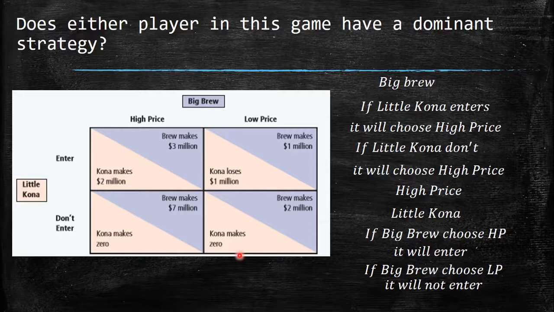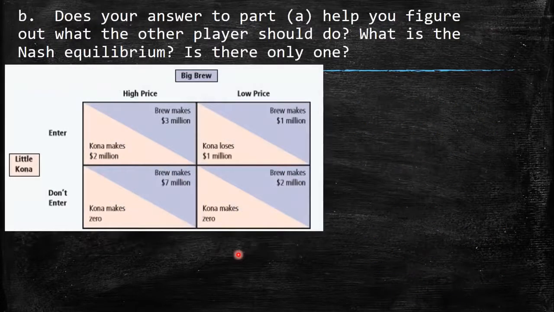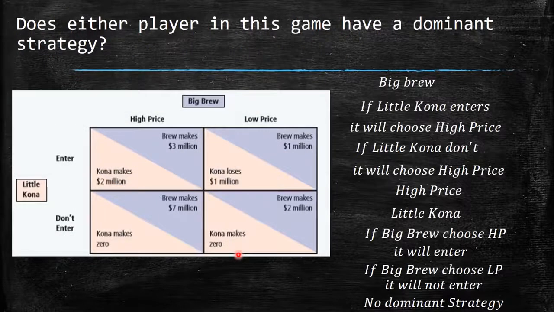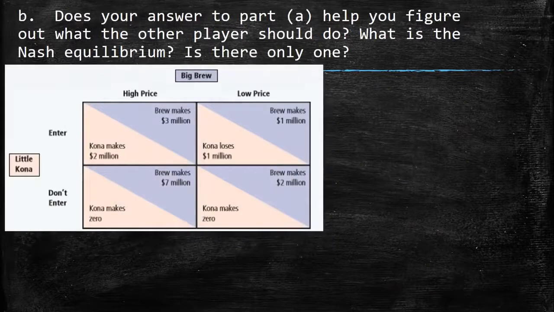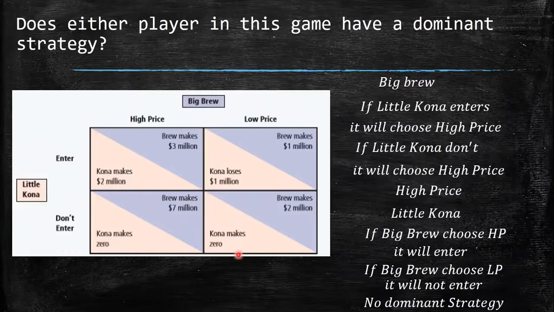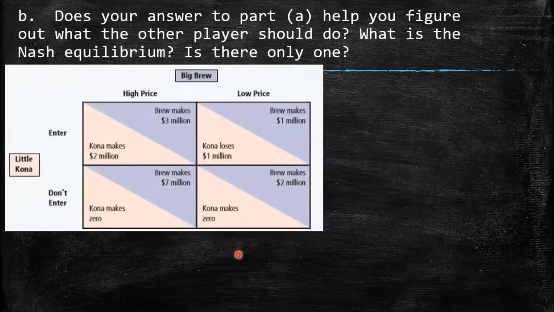Because you didn't have the same strategy regardless of the other's movement, you will say that you didn't have a dominant strategy. So the answer should be Big Brew, high price, and the other one, no dominant strategy. Okay? Then the other question, the B.